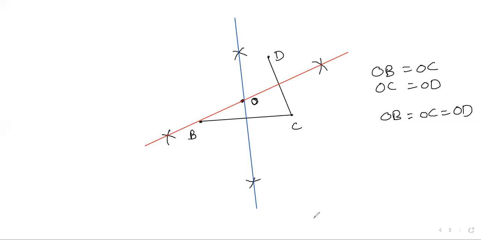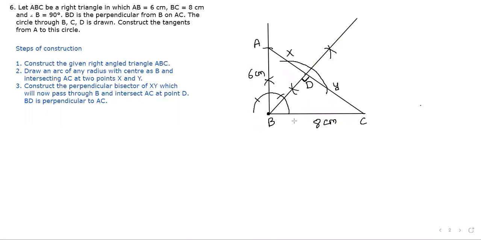And then with O at center and taking any radius, either OB or OC or OD, we could draw the circle. Nice circle we could get. Similarly, same construction again now we want to do. From B, C and D you want a circle. So what you will do? Perpendicular bisector of BC, perpendicular bisector of CD.